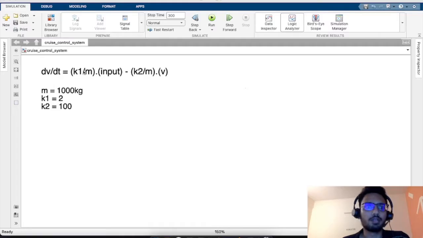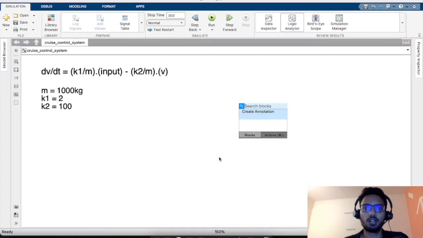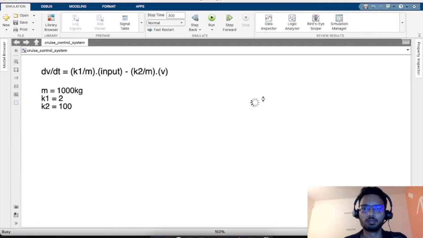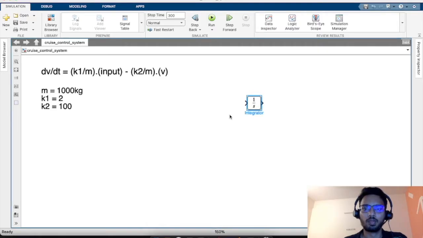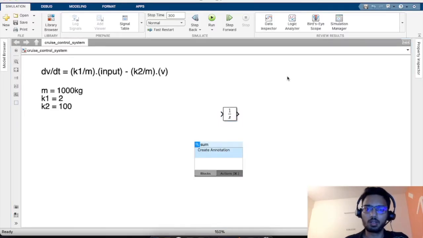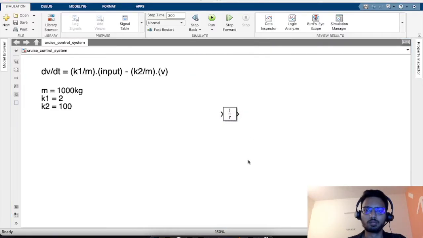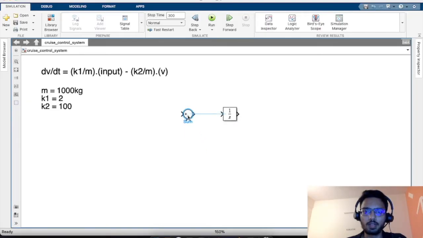Looking at this differential equation, we know that it is a first order differential equation, and therefore we would definitely need an integrator here. Along with this, we will need a sum block. So we have the sum block here. We would need another sum block in order to simulate the disturbance. So here the disturbance is actually simulating the slope.